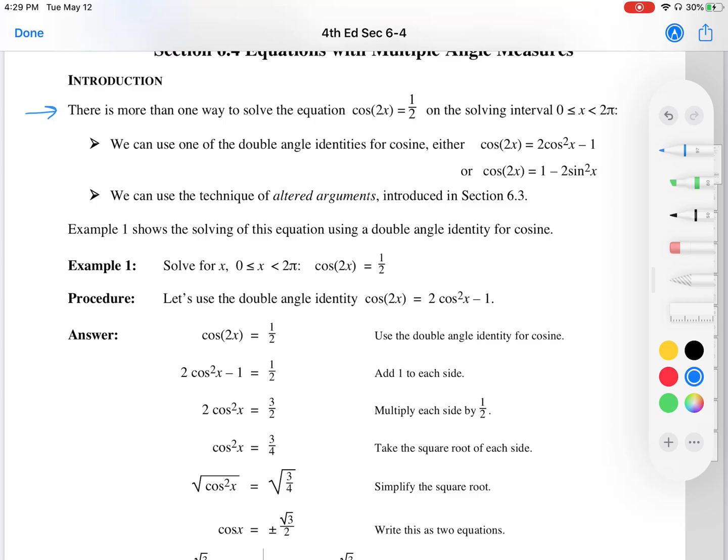So introduction. There is more than one way to solve an equation. For example, cosine of 2x equals 1/2. On the solving interval from 0 less than x less than 2 pi, we can use one of the double angle identities for cosine, either 2 cosine squared x minus 1 or cosine 2x is equal to 1 minus 2 sine squared x. We can use a technique of altered arguments in section 6.3. So we can use one of these two. It just depends. We'll see several examples throughout the section, and it mainly depends on what you're given, what will be best.